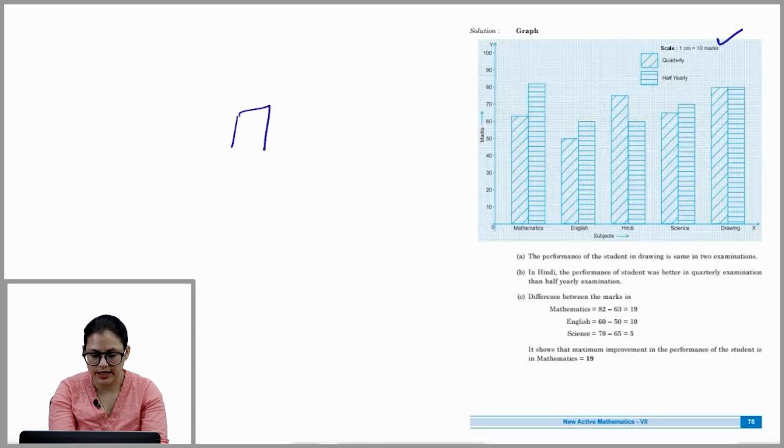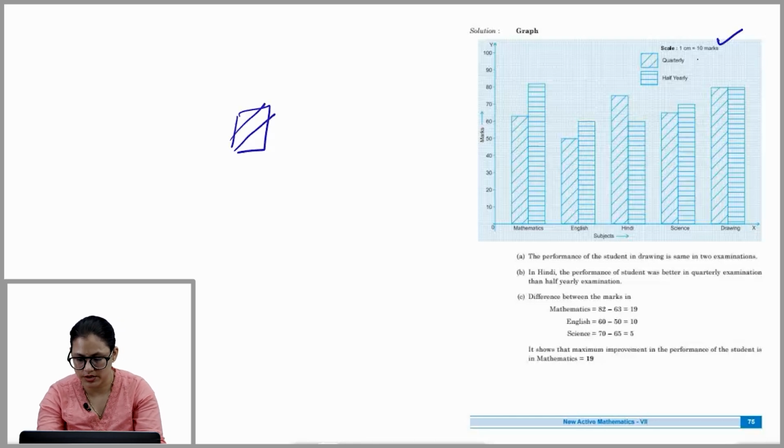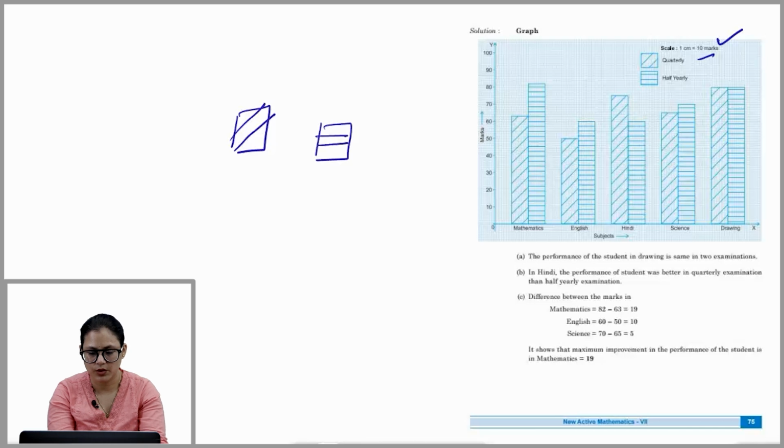See, you have 2 bars here, so this is quarterly, and for half-yearly we have taken horizontal lines. Here we have taken subject on the x-axis, and on the y-axis we will write marks. So this shows the performance of the student in 2 examinations. The performance of the student was better in the quarterly examination than the half-yearly examination. Which subject is this? The subject is Hindi.